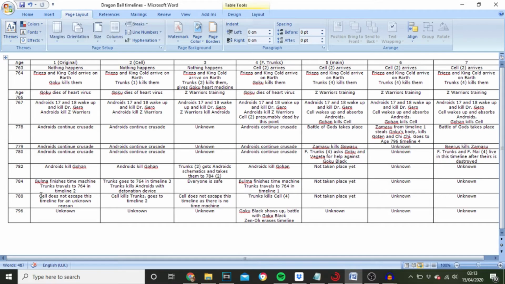Again, this timeline will play out. Cell does not escape from this timeline. I don't know whether Trunks is dead in the original timeline. It's possible that Trunks didn't know about Cell and Cell killed him. Maybe the time machine didn't exist. Maybe they destroyed the time machine after Trunks realised there was no reason to go back. But for whatever reason, it's safe to assume Cell does not escape from this timeline. Otherwise, we'd have another Cell running around and we wouldn't know where he goes.